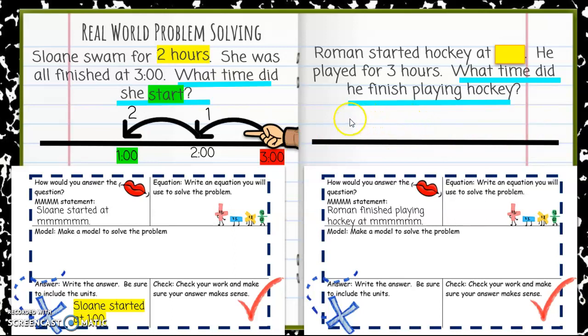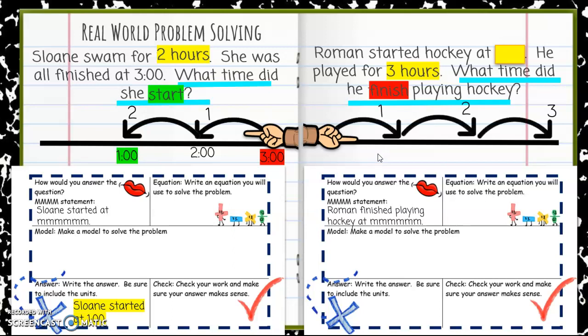But let's dig a little deeper into this problem again. What time did he finish playing hockey? I have to figure out what time he finished, which is going to be on this side of the number line, which means that I'm going to be working towards the right. It looks like I'm given a start time, but I'm not ready to solve that just yet. Can I do any more work before I look at the start time? Yep, I noticed that he played for 3 hours. So what we can do now is we can show the 3-hour jumps.